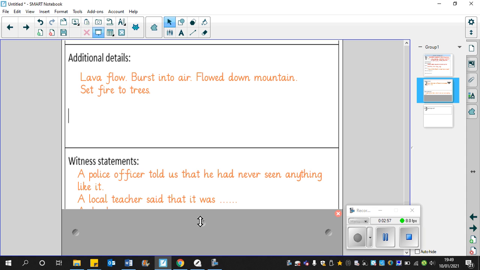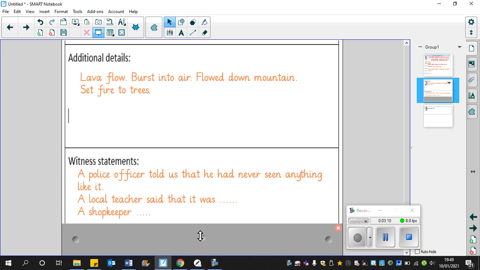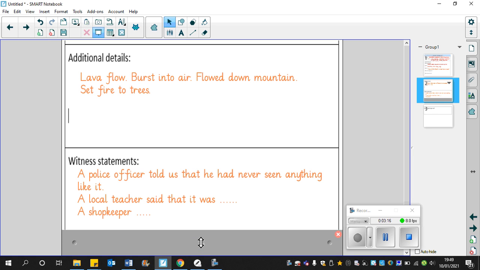I also thought it would be nice if we spoke to a local teacher. Remember, you're pretending to be the person who wrote the newspaper article. And then I thought maybe a shopkeeper. Who knows what they said? Again, that's up to you to use your imagination.